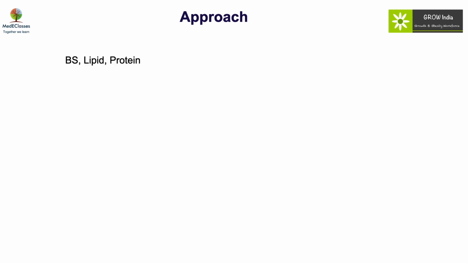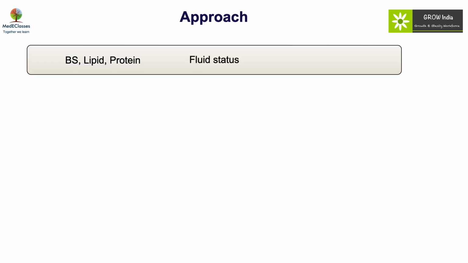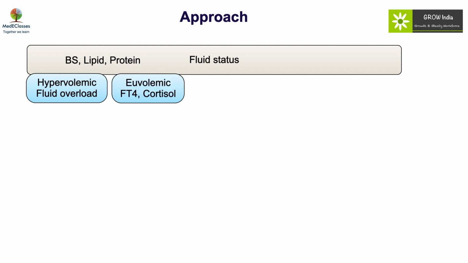So the approach to hyponatremia begins with excluding the possible pseudohyponatremia with hyperglycemia, lipid disorders, or protein abnormalities. Once they are normal, the most important thing is to look at fluid status. So look at the volume, look at the JVP, the liver, the edema, the heart rate, hydration status. If it's hypervolemic, it's fluid overload, cardiac failure, renal failure, nephrotic syndrome. If the patient is euvolemic, exclude hypothyroidism and cortisol deficiency. If all that is normal, this is most likely syndrome of inappropriate ADH secretion.